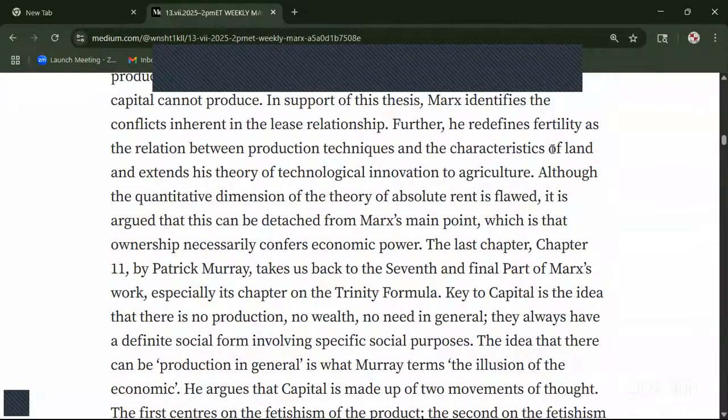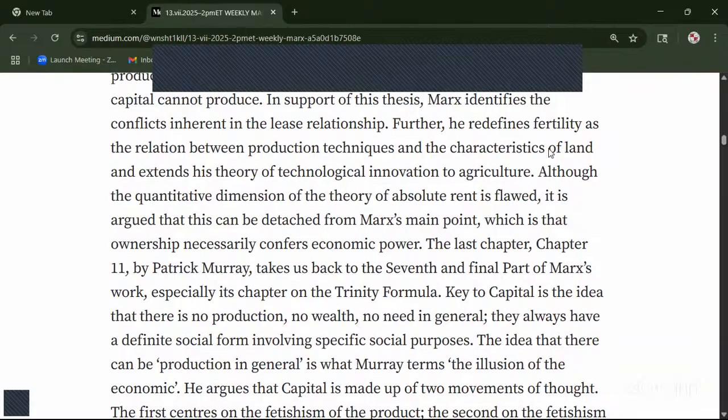The last chapter, Chapter 11 by Patrick Murray, takes us back to the seventh and final part of Marx's work, especially its chapter on the Trinity formula. Key to Capital is the idea that there is no production, no wealth, no need in general. They always have a definite social form involving specific social purposes. The idea that there can be production in general is what Murray terms the illusion of the economic.